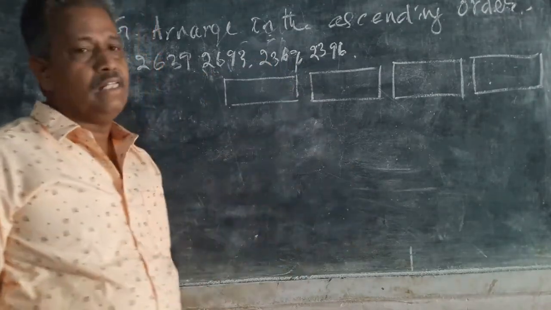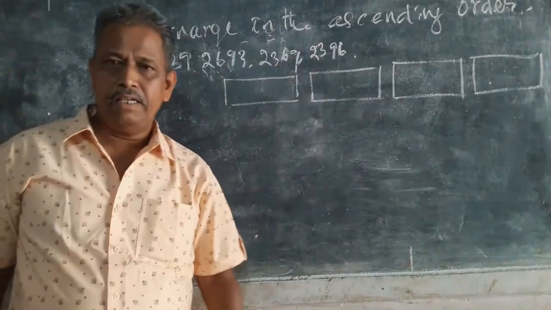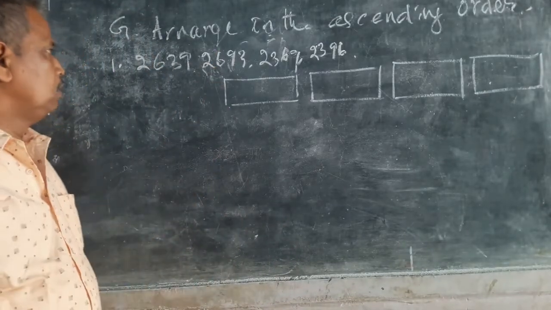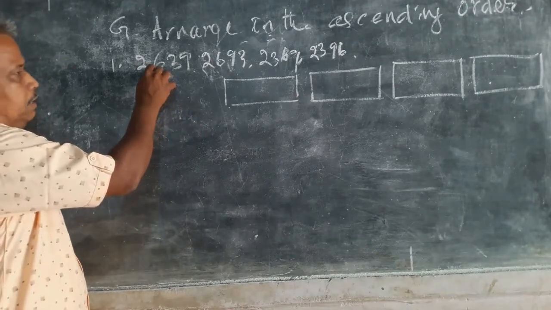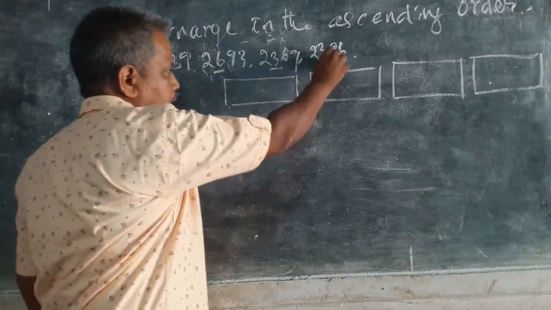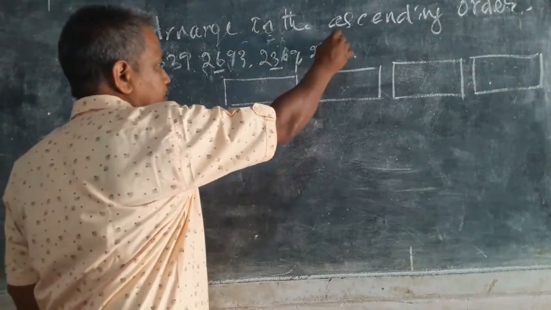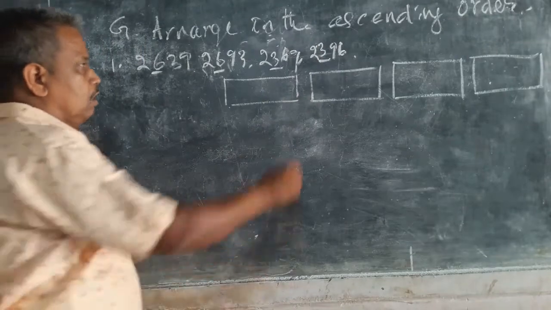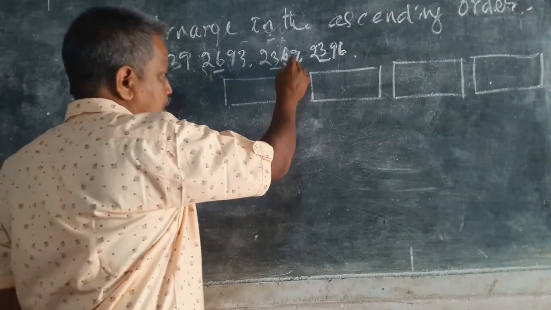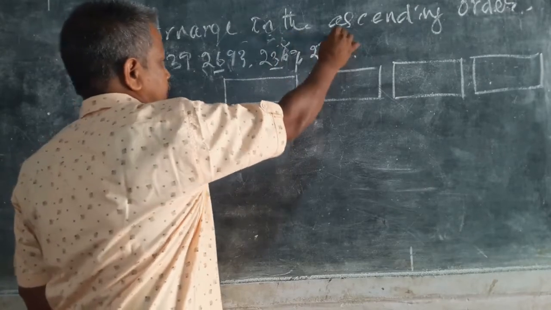Out of these four numbers, we first have to know which is the smallest number. So examine the thousands place in all the numbers, there is 2. So examine the hundreds place. Here there is 6, here also 6, here 3, here also 3. So the smallest number is between the 3rd and 4th. So we examine the tens place of the 3rd and 4th number. Here the tens place there is 6 and here 9.